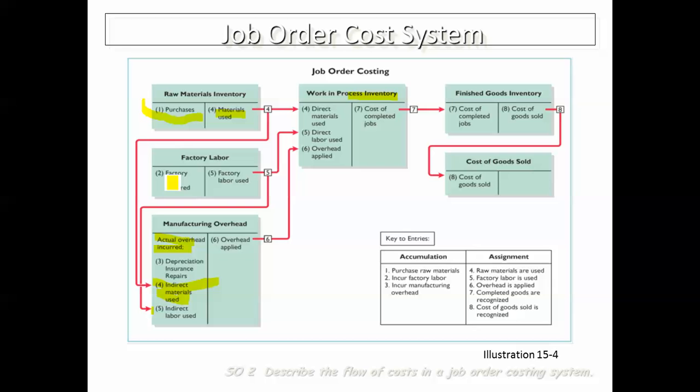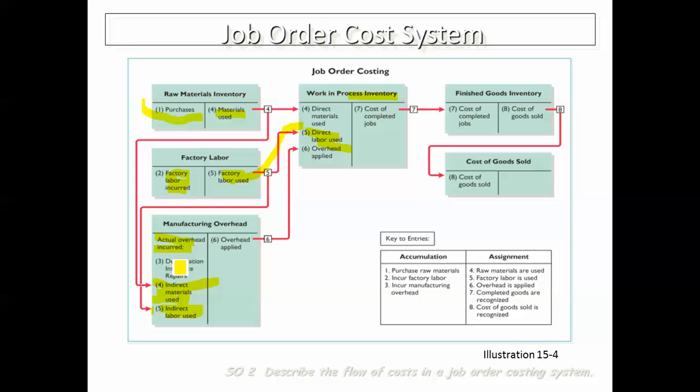Factory labor, all the factory labor incurred, then I transfer that factory labor, this is an expense, into the work in process. Now, again, the direct factory labor goes right here, direct labor used. The indirect goes down here. This is the supervisor's salary, the forklift guy, all those people who are necessary to produce the product but are not directly related to the product.